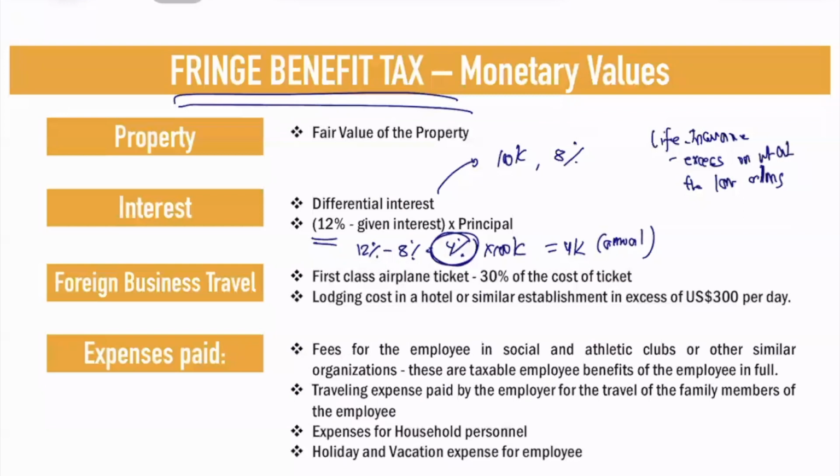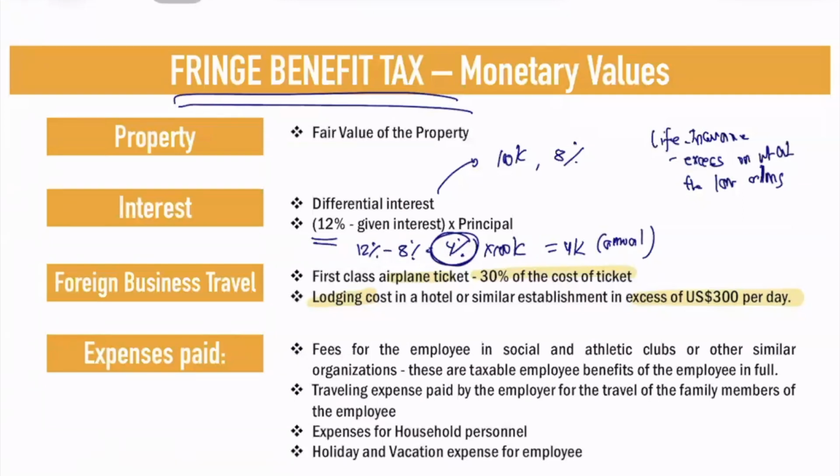Next, foreign business travel. Take note, this is business travel, meaning the travel done by the employee is for the business. It is subject to fringe benefit tax. For the airplane ticket, it is 30% of the cost of the ticket, while the lodging cost in excess of $300 per day will be subject to FBT. Again, this is for business travel. But what if the travel is for personal? If the travel is for personal, also known as a traveling expense, then the whole amount is subject to FBT.